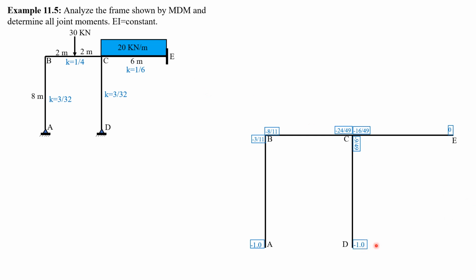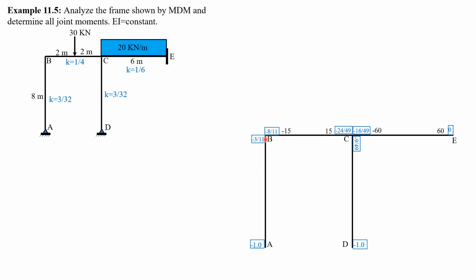So negative 1.0. Compute for the fixed moment at B. Negative 30 times 2 squared over 4 squared, negative 15. By symmetry, this is positive 15. Here, negative wL squared over 12, negative 20 times 6 squared over 12, so negative 60. And by symmetry, this is positive 60. We then distribute the moments.